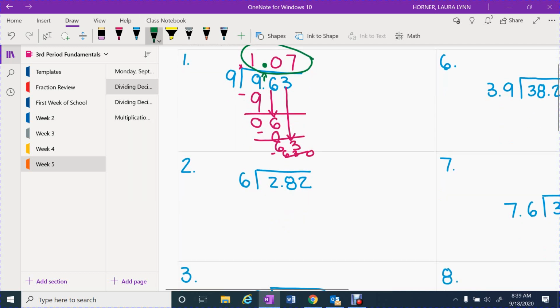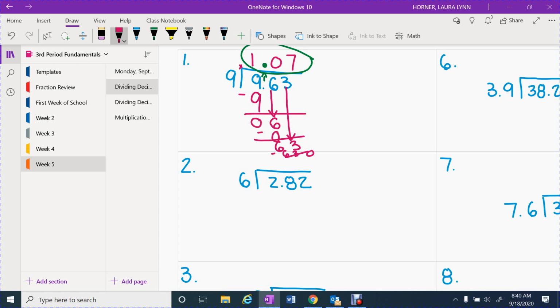I know these are challenging. These take a lot more work than the other problems we've had to do. Let's go move on to question 2. Question 2, we have 6 into 2.82.